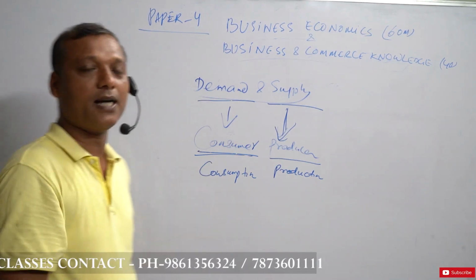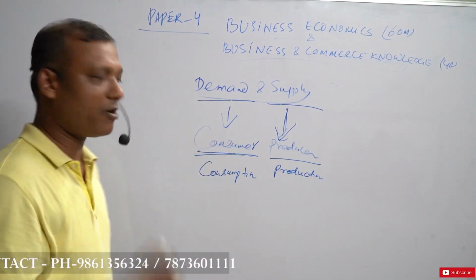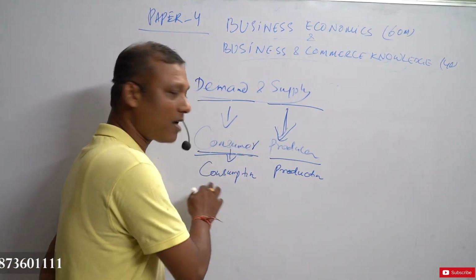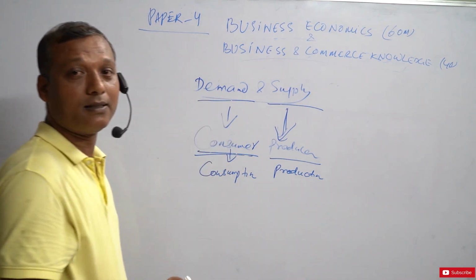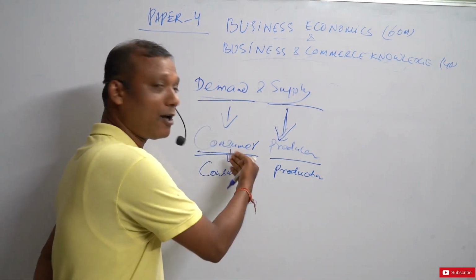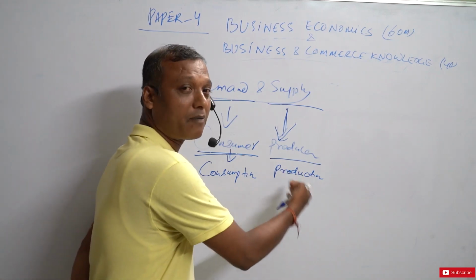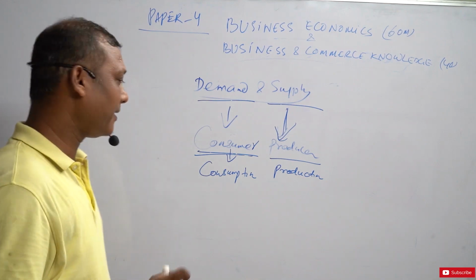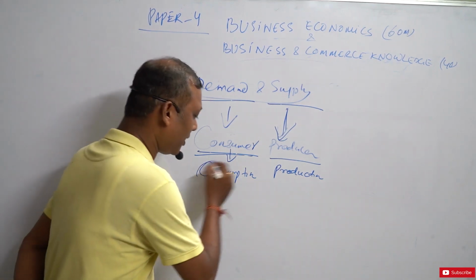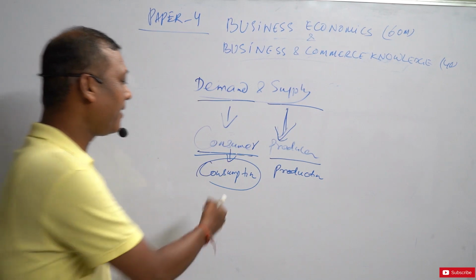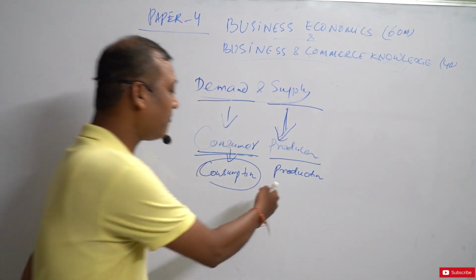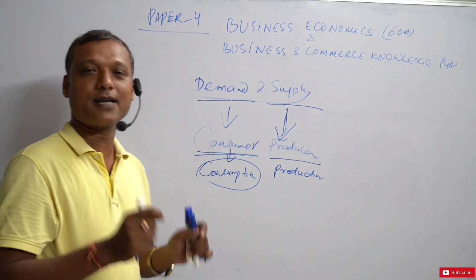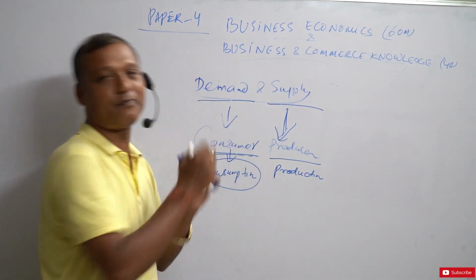Now the question comes here, what do you mean by consumption? What do you mean by consume? I told you, consumers are the persons who perform the activity of consumption. Consumption is the activity performed by the consumers. Production is the activity performed by the producers. So the center point lies in consumption: what do you mean by consumption, and what do you mean by production? Now the responsibility comes here that we should understand what is consumption and what is production.